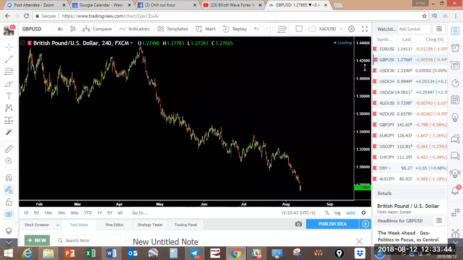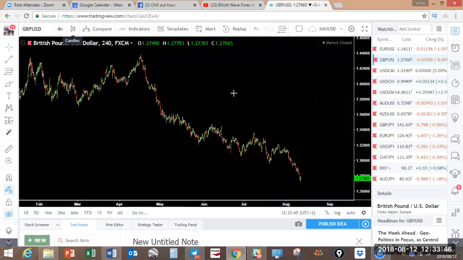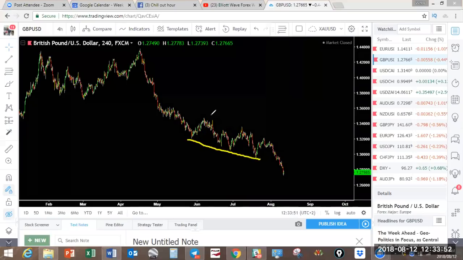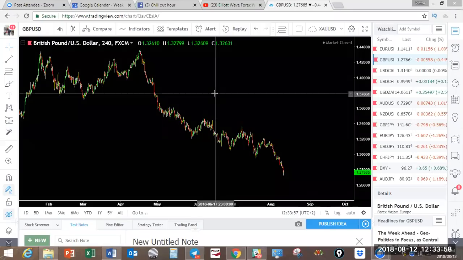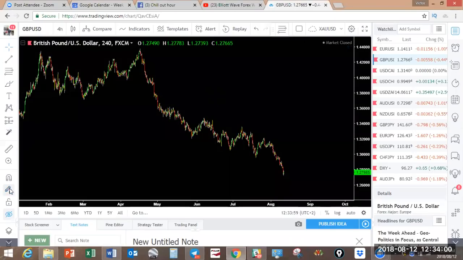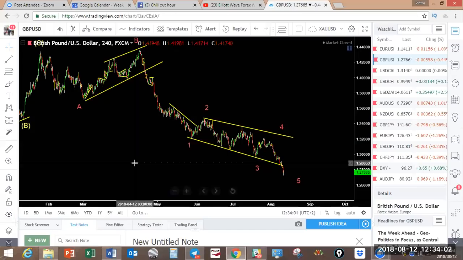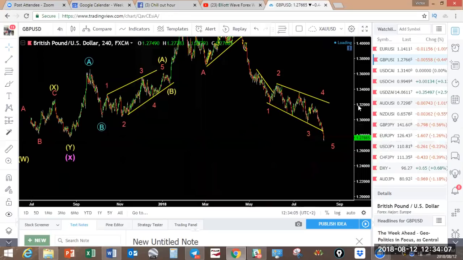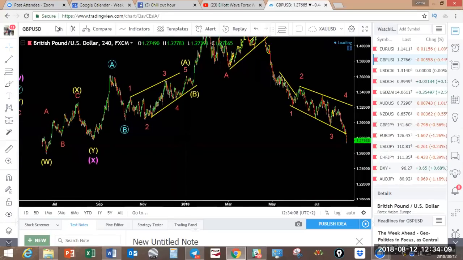Right, pound US dollar. We discussed this one last week. We were looking at this one as a diagonal here. Okay, but it doesn't look like that is what is going to play out. So let's just get the labeling on this one up. Looks like it's making an impulsive move to the downside and not necessarily a diagonal. Let's go to the daily.